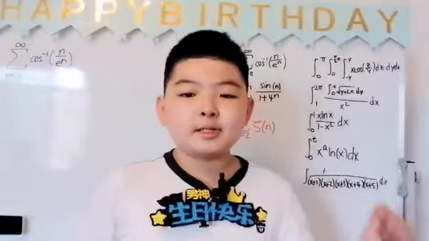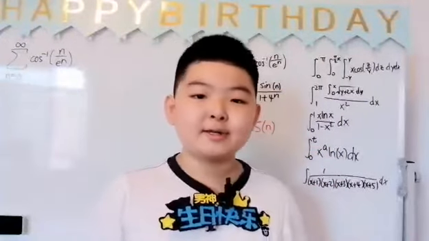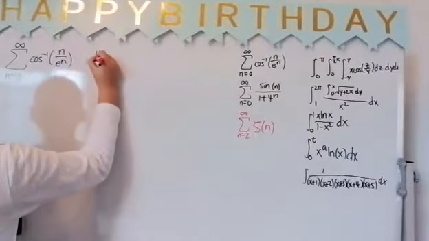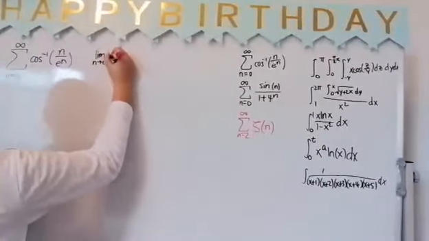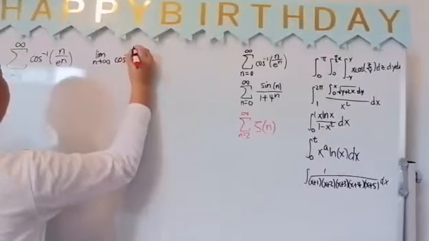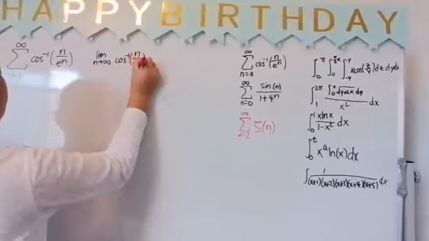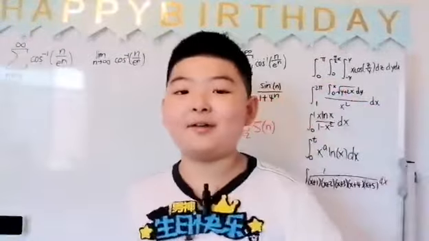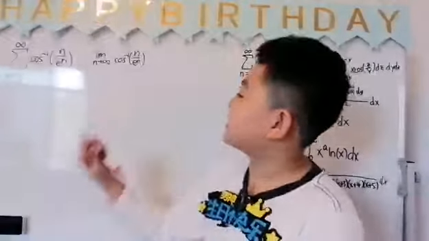I would probably start by using the test for divergence. Basically, we would take the limit as n approaches infinity of inverse cosine of n over e to the n. Now, inverse cosine is a continuous function on its entire interval, so we can move this limit inside.